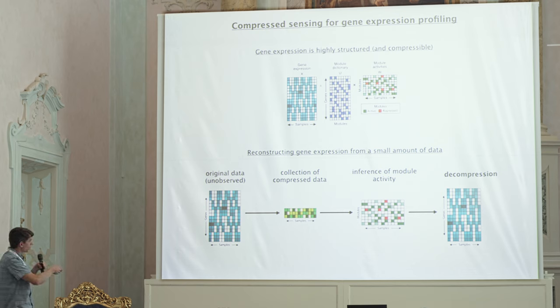So the goal is no longer to collect enough data to learn 20,000 numbers, but now I merely need to collect enough data to learn which three modules were active in every sample. And at a very basic level, because three is a very small number, you only need to collect a very small amount of data, right? We're trying to learn three parameters in the cartoon, so I need to collect something that's bigger than three measurements.